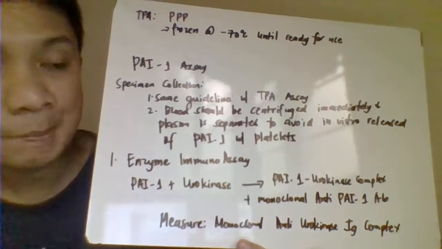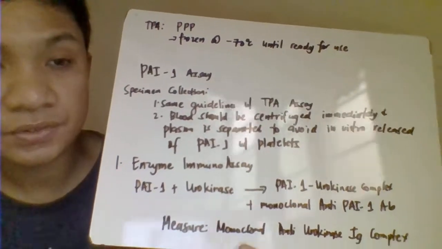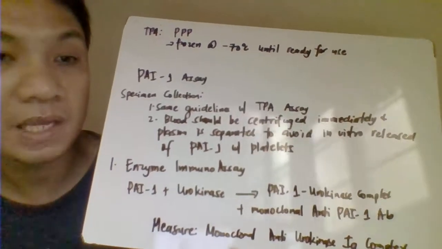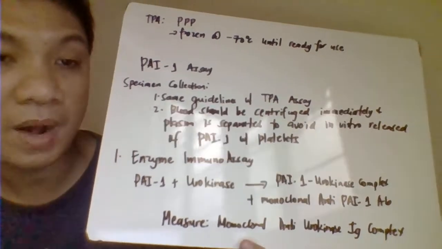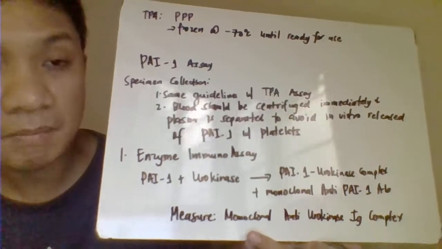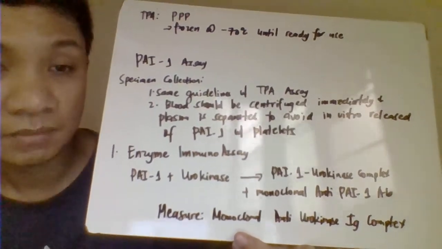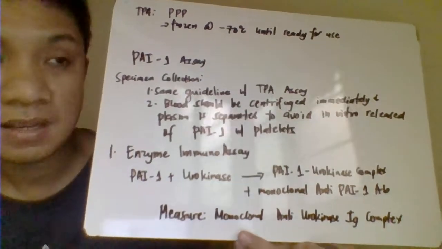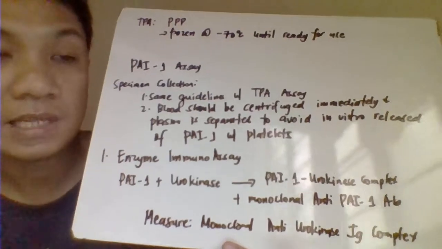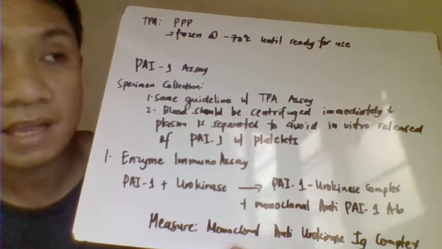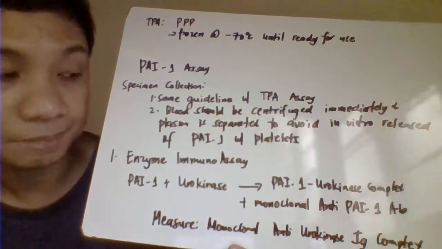Okay, and for this one, you just need to centrifuge your blood immediately and try to separate the plasma immediately to prevent the in vitro release of your PAI-1 from your platelets. Because remember that the alpha granules of your platelets store your PAI-1. So pag nag-collect ka ng specimen, put that one in your citrate tube, you need to separate the plasma immediately in order to prevent here the in vitro lysis of your platelets to release here the PAI-1.